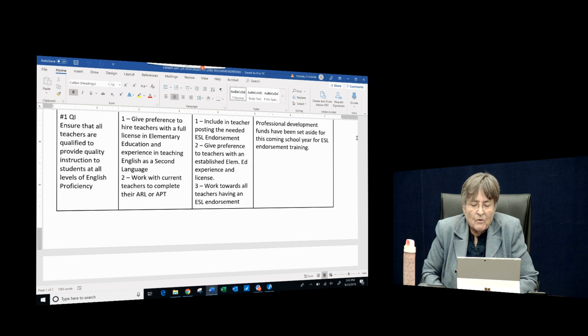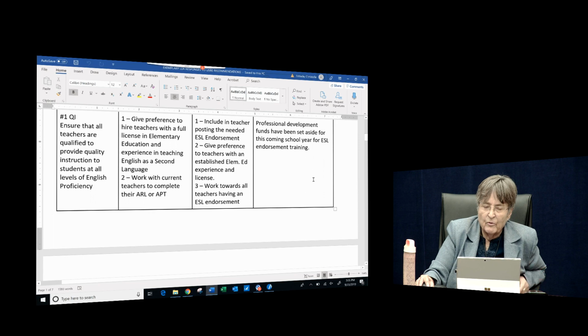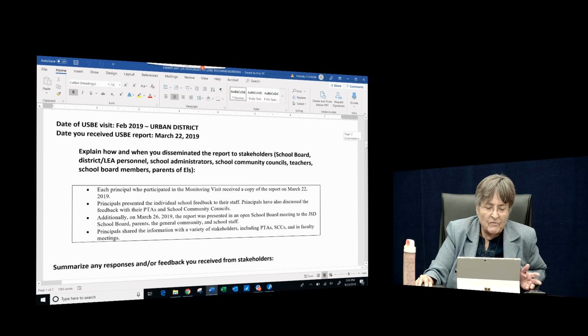Now remember, these are huge systemic changes because they're changing what they've done. Give preference to teachers with an established elementary experience and license. Work toward teachers having an ESL endorsement. And then professional development funds have already been set aside for the ESL endorsement training for them. Now this is an urban district. I'm just going to give you a couple of concrete examples.